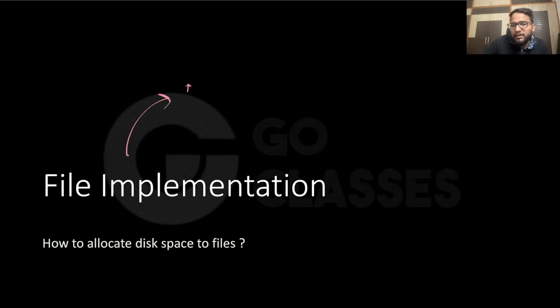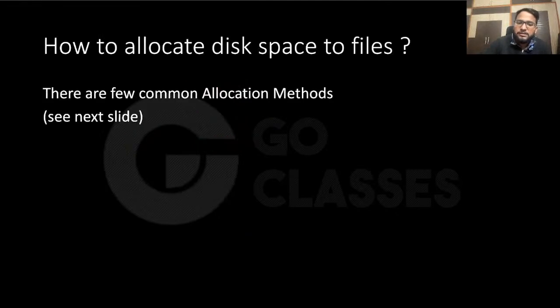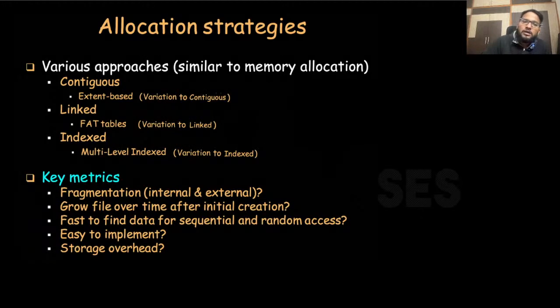Here we will look at three methods, as I said: method 1, method 2, and method 3. Now let's see this. How to allocate disk space to the file. There are a few common allocation methods. See the next slide. This is method 1, which is called the contiguous way. Method 2 is called the linked list way, and method 3 is called the indexed way.